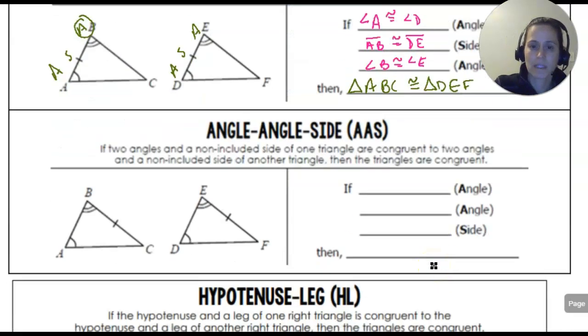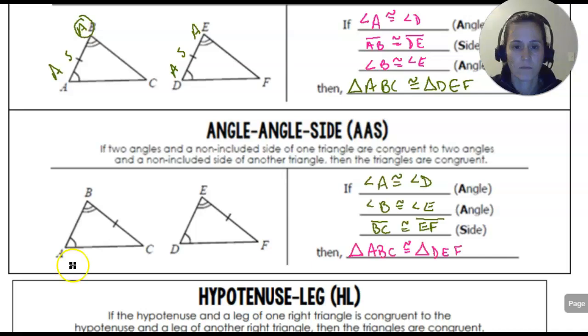The next one would be angle side. And this one's talking about 2 angles and the non-included side. So we have angle A corresponds to angle D, angle B corresponds to angle E, and BC corresponds to side EF. So I'm going to label, we have an angle, and we have a side.